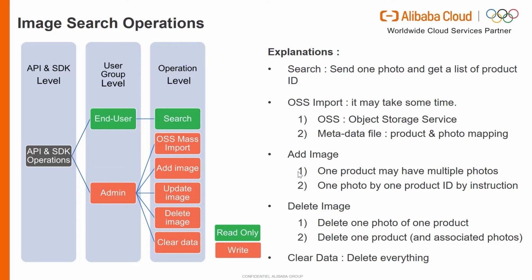You can add multiple photos to one product, but you can do that only one by one. So that means 1 photo by 1 product ID by instruction. You can delete 1 photo at a time for a product, or you can delete 1 product directly by its product ID. After that, all the associated photos will be deleted. Clear data means you will reinitialize the image search engine. After that, everything will be deleted.